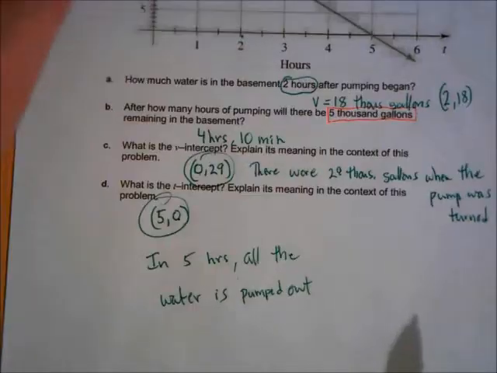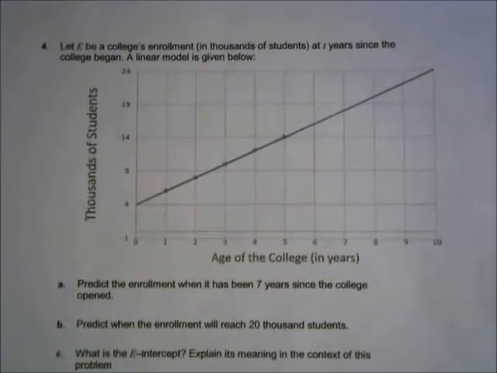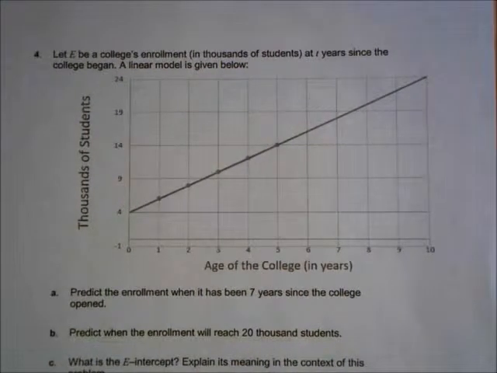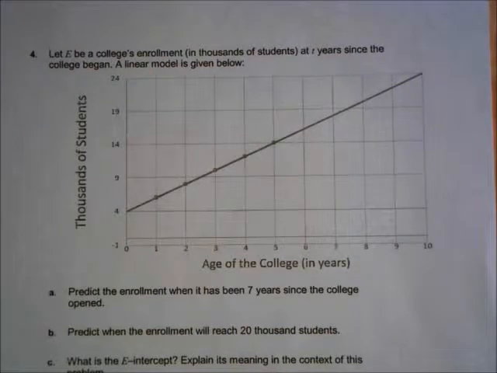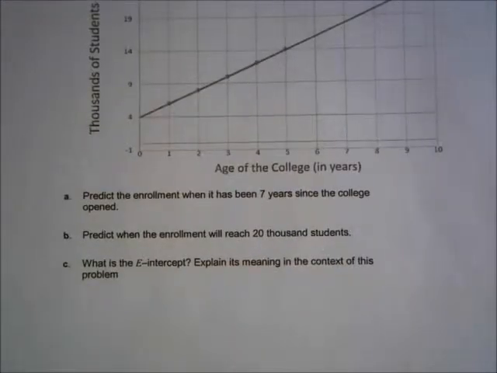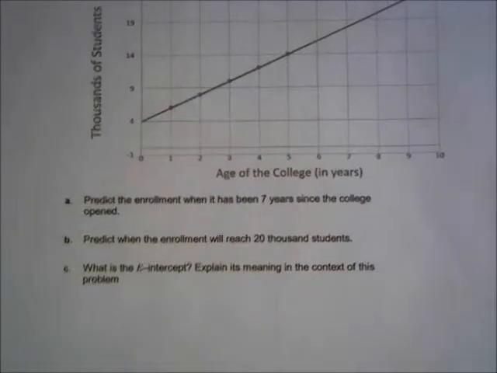Problem 4 is a very similar problem. And again, this is going to be one that you're going to do at home. Let E be the college's enrollment in thousands of students at T years since the college began. A linear model is given below. And it asks you to predict the enrollment at 7 years. Predict when the enrollment will reach 20,000. And finally, what is the E-intercept? Alright, again, that'll be one that you'll do at home, and you will bring that with you to class.